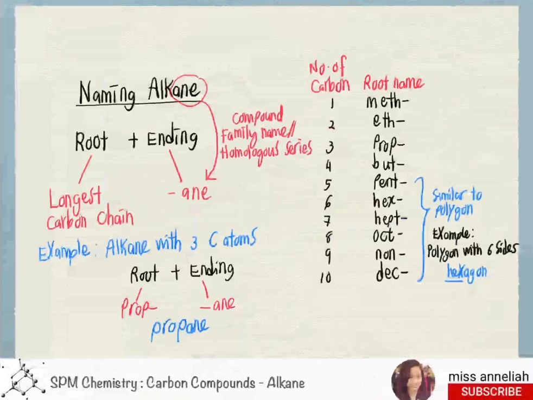So by combining the root name, which refers to the longest carbon chain, and the ending name, which is "ane", we will get the name of the alkane. So let's do one example. An alkane with 3 carbon atoms. With 3 carbon atoms, the root name is prop, and the ending is "ane". So prop plus ane, we get propane.